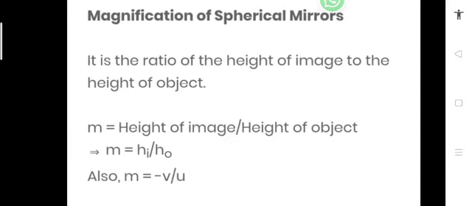Magnification tells us about the size of the image compared to the size of the object. So it is the ratio of height of image to the height of object. Clear? So m represents magnification and it is equal to the height of image upon height of object. It is also equal to minus the distance of image upon distance of object, and always a minus sign should be there for magnification of mirrors. Clear?